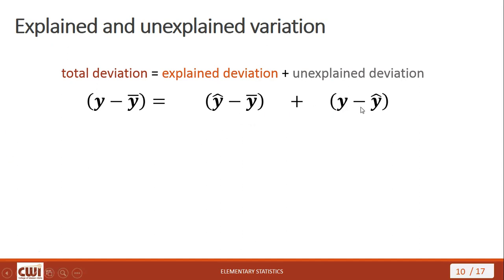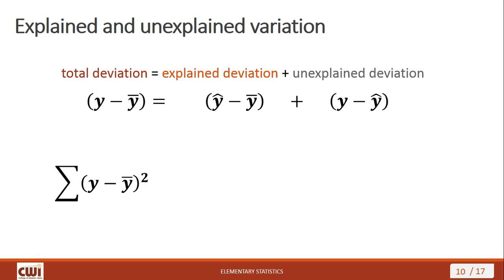Notice if I add these two quantities together, I get y minus y bar, because here I got y hat minus y hat, so that goes away, and I'm left with a negative y bar and a positive y added together, which is y minus y bar. So we can say that this is actually synonymous to the sum of the squares.